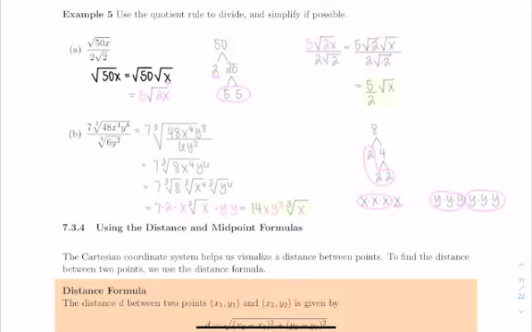And so we're going to break down 50 first. 50 is 2 and 25, and then 25 is 5 and 5. Our index is 2, so we're looking for pairs. We have a pair of 5s, and we're going to have a 2 left over. And with the x, we don't have anything we can pull out, so the x is going to stay underneath as well. And so we end up getting 5 times the square root of 2x.